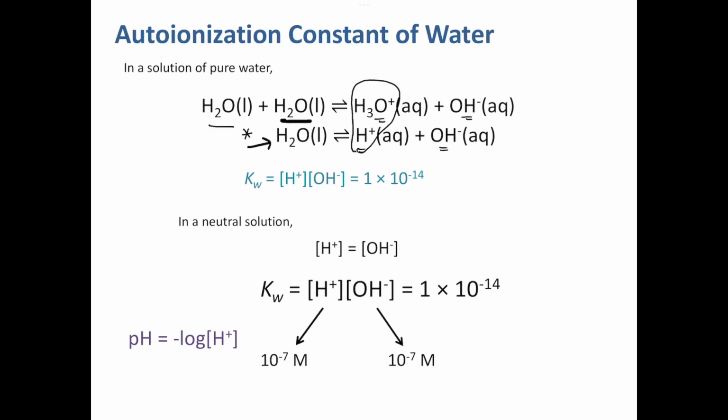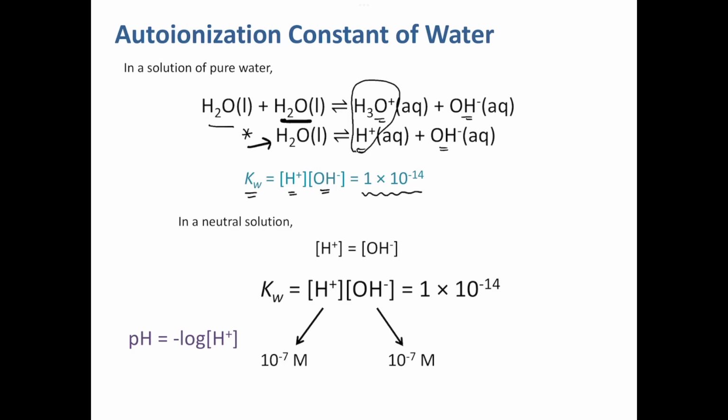When we look at this reaction, it happens to a very, very small extent. And we can represent this mathematically using this constant, which is known as the ion product constant of water. And what this says is that in pure water, and this is also temperature dependent, at 25 degrees Celsius, our hydrogen ion concentration times our hydroxide ion concentration is going to be equal to 1 times 10 to the negative 14th.